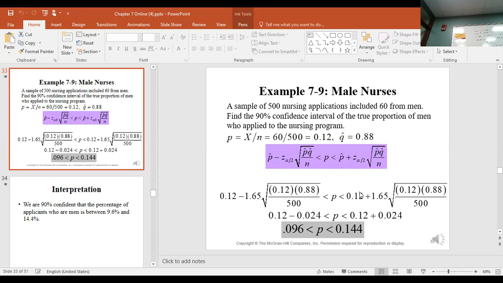So E will be 1.65 times the square root of 0.12 times q hat, which is 1 minus 0.12, or 440 over 500, which is 0.88, divided by 500. So we will get this to be about 0.024, using your calculator.